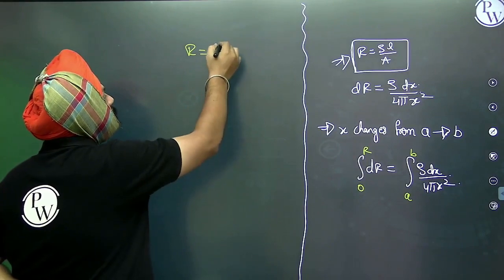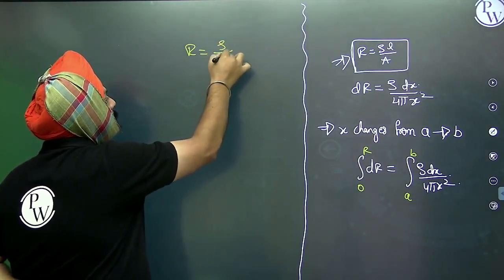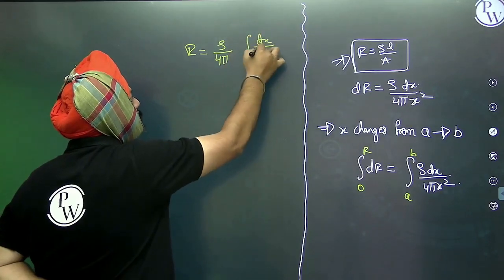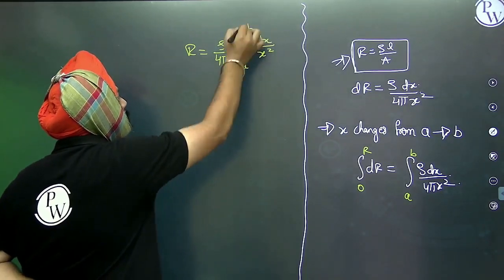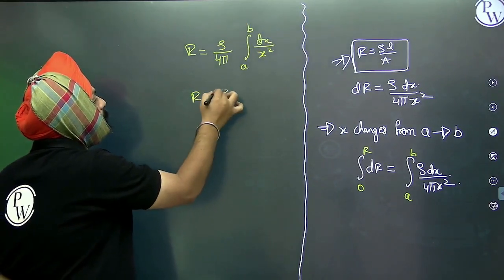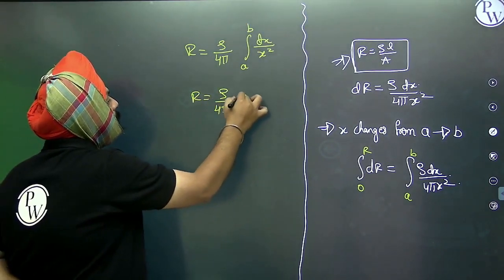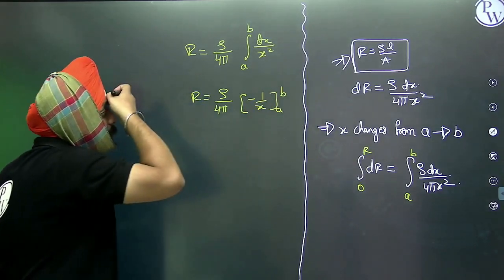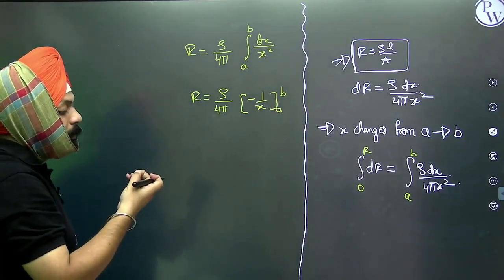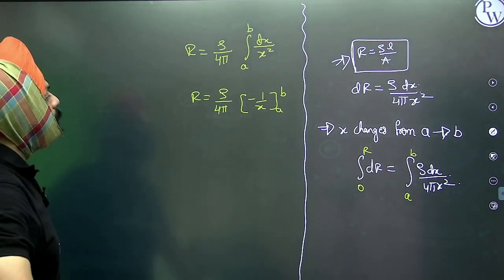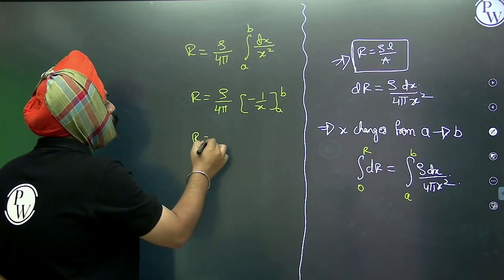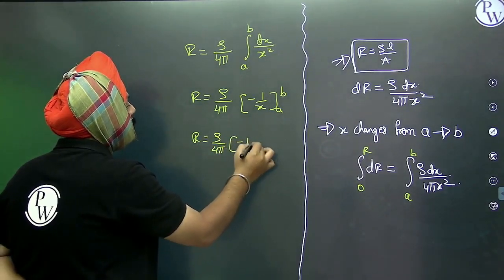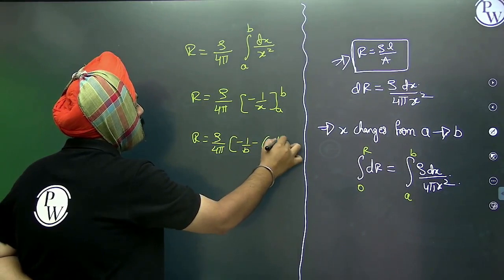This rho by 4 pi is a constant term, so it is going to come common. We are going to integrate dx by x square, limiting from a to b. So resistance is going to come as rho by 4 pi, minus 1 by x, limiting from a to b. So replacing all of those values, rho by 4 pi, minus 1 by b, minus, minus 1 by a.